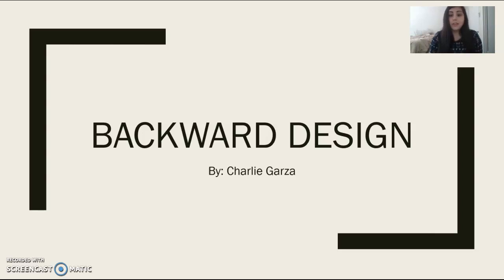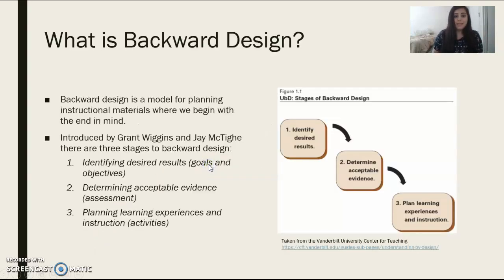Okay, so let's go ahead and look at what backward design is. The backward design model was first introduced by Grant Wiggins and Jay McTighe. Backwards design is really just a model where we start with the end in mind. So we come up with our goals first. What do we want our children to be able to do? What are our desired results for them?